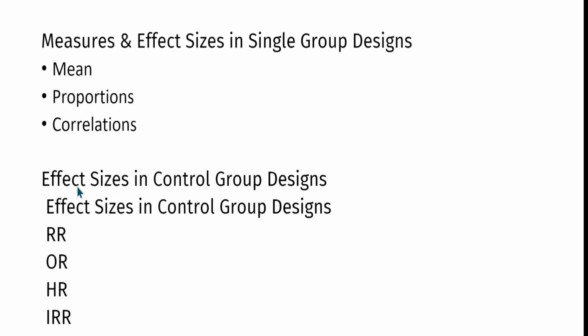Here are some measures of effect size in single group designs and in control group designs. In single group designs, you may use mean, proportion, correlation. In group designs, you may have mean differences. It could be standardized mean difference or ANCOVA adjusted mean difference. There are many different types of mean difference, such as within group or between group mean difference. And some other measures, if you deal with categorical outcomes, you may use risk ratios, hazard ratios, and incidence rate ratios.